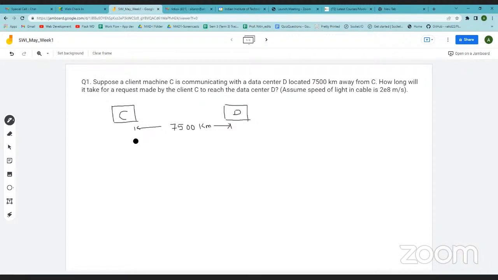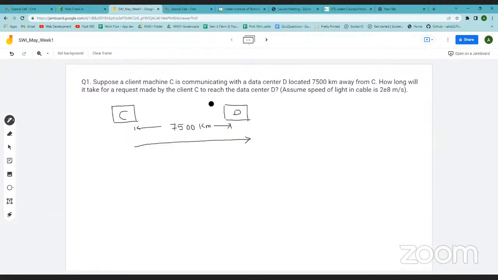So we're talking about requests, right? Clients make requests to the data centers or servers. Here, the data center is equivalent to a server, okay? And then the data center or server sends back the response to the client. What is asked in the question? How long will it take for the request made by the client to reach the data center? That is only one way, right? The time taken for the request to go from C to D, that is the only question.